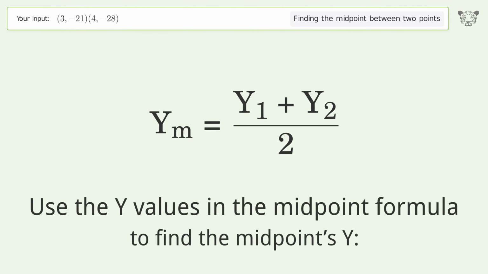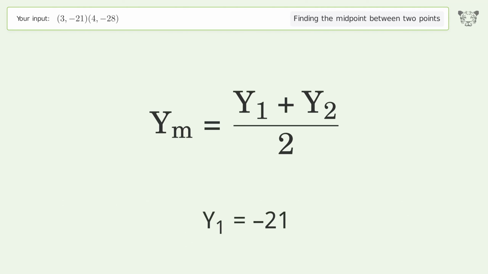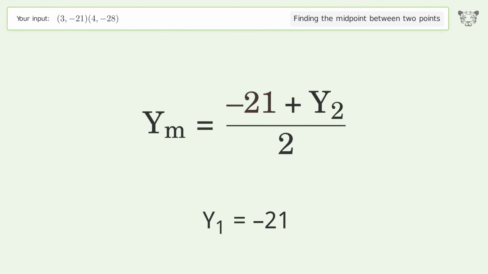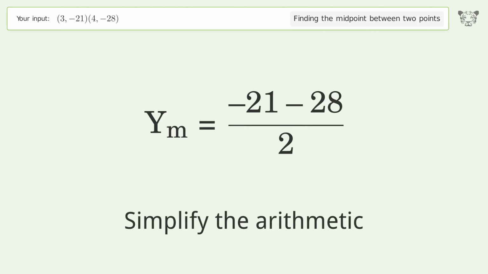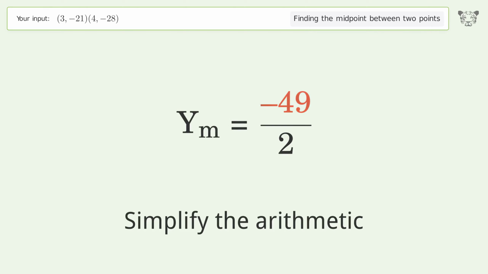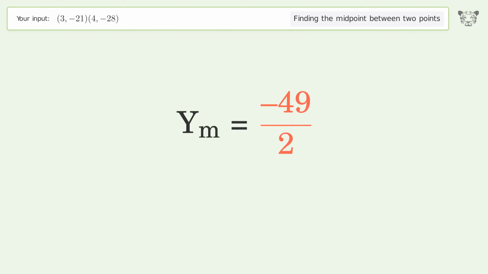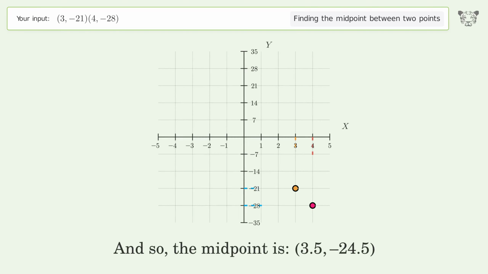Use the y values in the midpoint formula to find the midpoint's y. y1 equals negative 21. y2 equals negative 28. Simplify the arithmetic. And so, the midpoint is 3.5, negative 24.5.